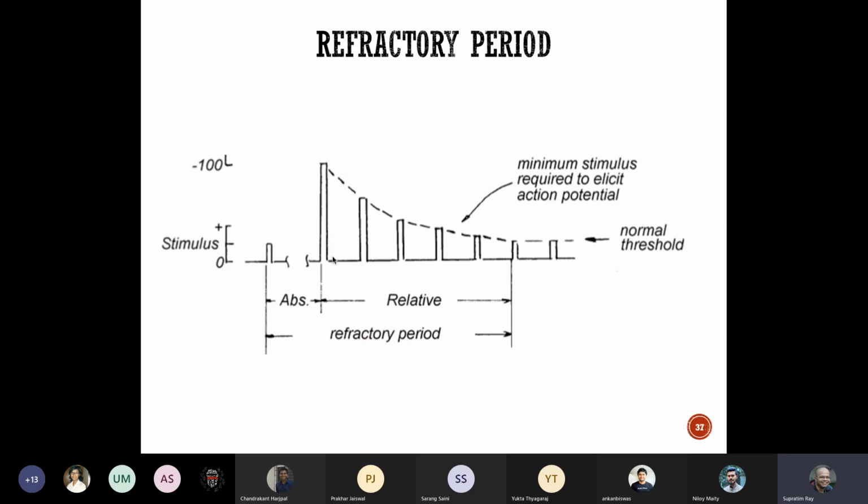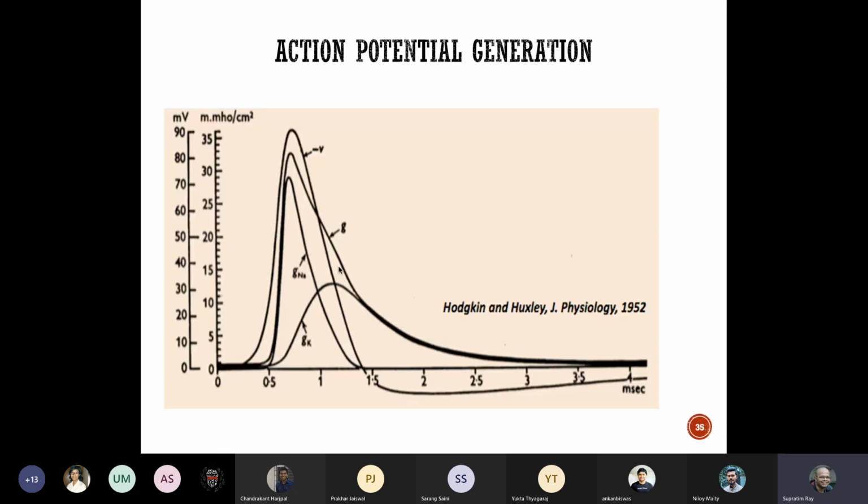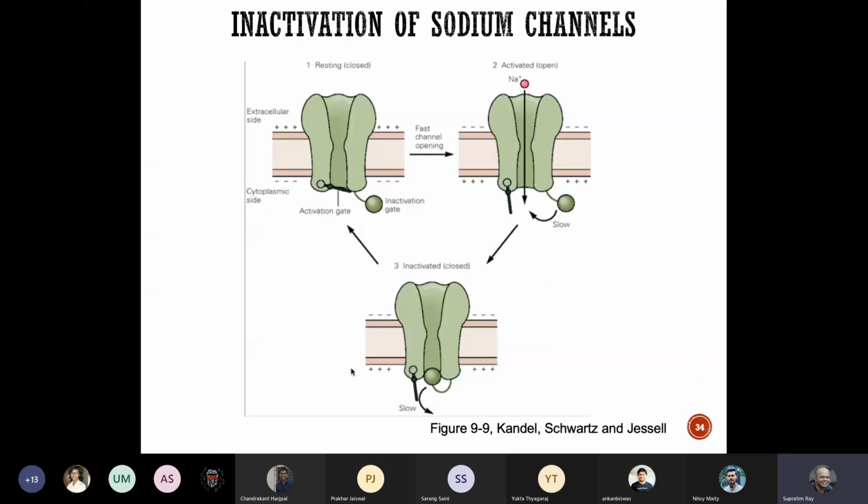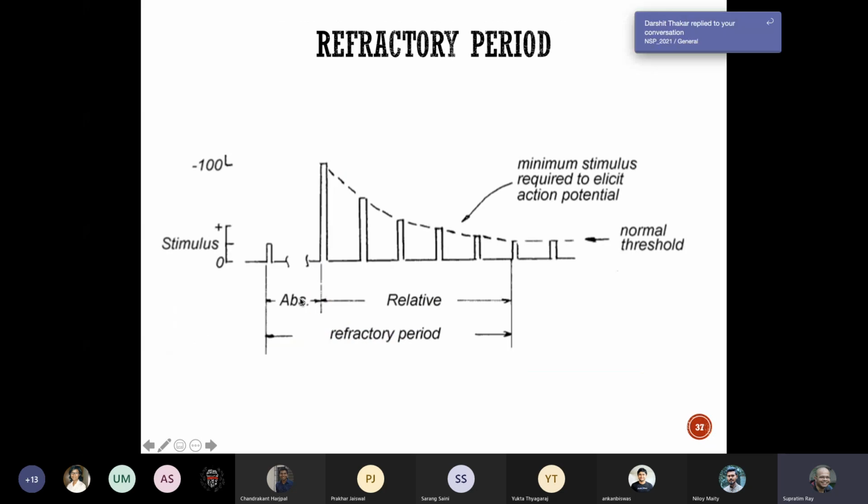And then we talked about the fact that because the sodium channels are already inactivated, if you pass another pulse of current, it won't lead to another action potential for a while. This is the time that it takes for the sodium ion channels to get back from the inactive state to the resting state, where this ball has again come out and it's the other gate that is closing it. Okay, so this is called the refractory period.